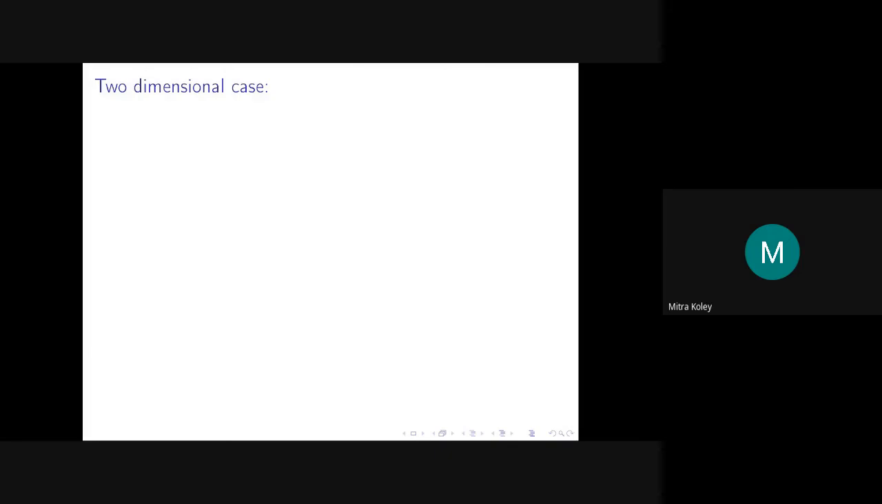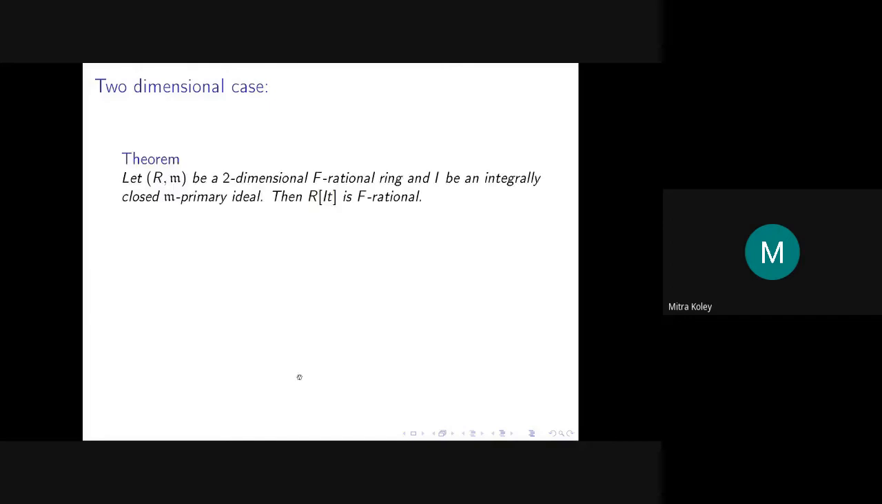Now, notice that Singh's example was a three-dimensional Gorenstein F-rational ring, whose Rees algebra is Gorenstein and normal, but it's not F-rational. But one might ask, what about the two-dimensional case? The two-dimensional result has a positive answer. It says: let (R, m) be a two-dimensional F-rational ring, let I be an integrally closed m-primary ideal. Then the Rees algebra is always F-rational.